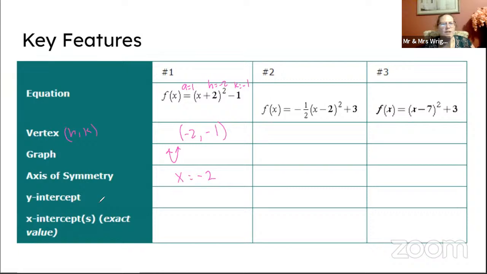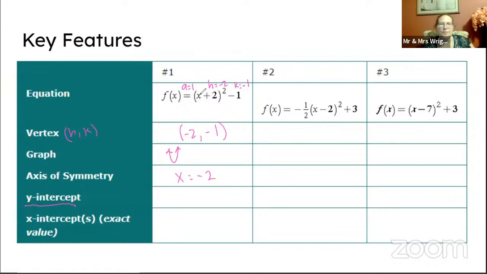Y-intercept. We didn't get into that too much, but when you have standard form, I think hopefully you noticed that it was just whatever C was. So the y-intercept was really easy to find in standard form. However, in this form, we do have to go through the process that we went through last time where you plug in 0 and see what you get.